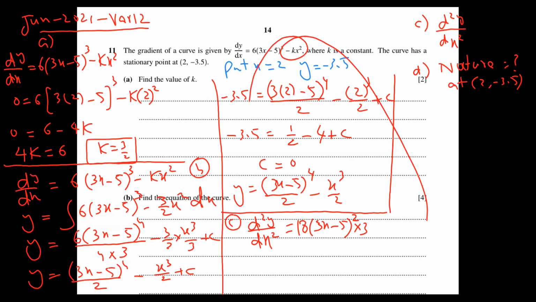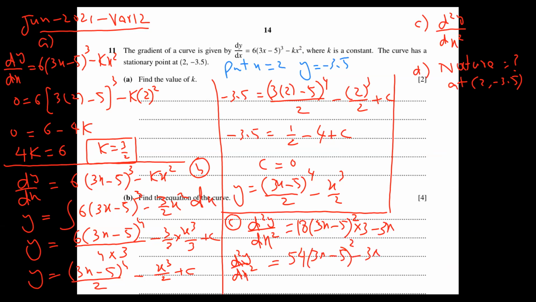Now we have to do this part. The k value is already 3 by 2, so I'm writing here k is 3 by 2, and 2x comes down, the 2s cancel out, we can say 3x. We have done it because the k value is 3 by 2, I must replace it here. Now I just simplify the second differentiation: 54(3x minus 5) whole to the power 2 minus 3x. Alhamdulillah, we have done the second differentiation.